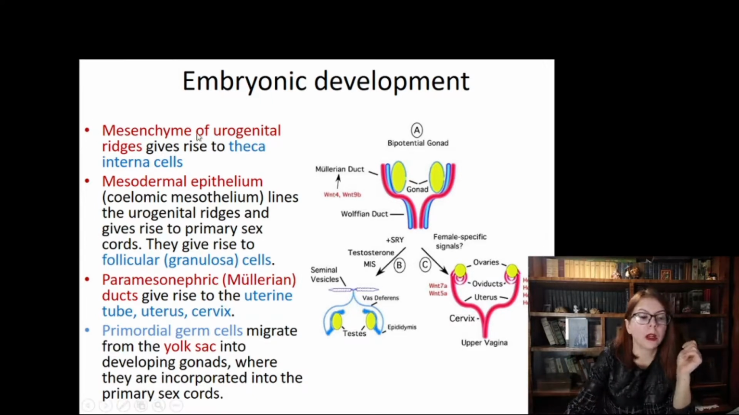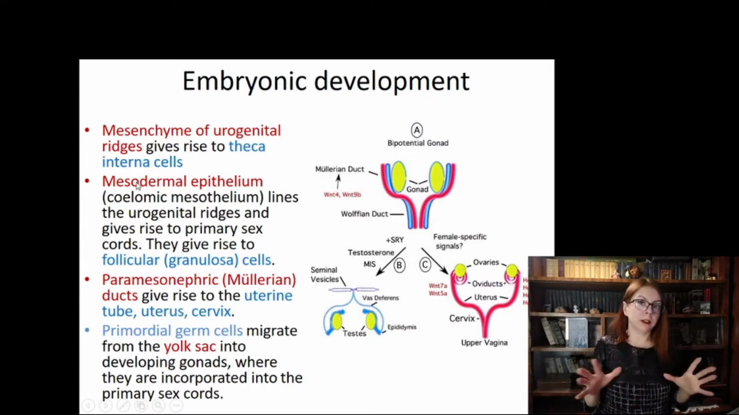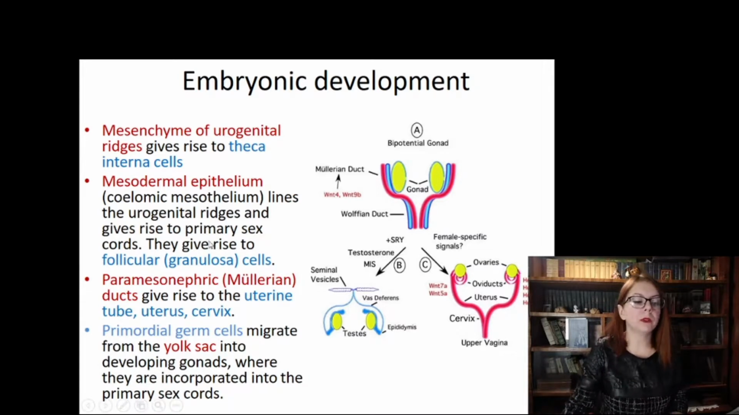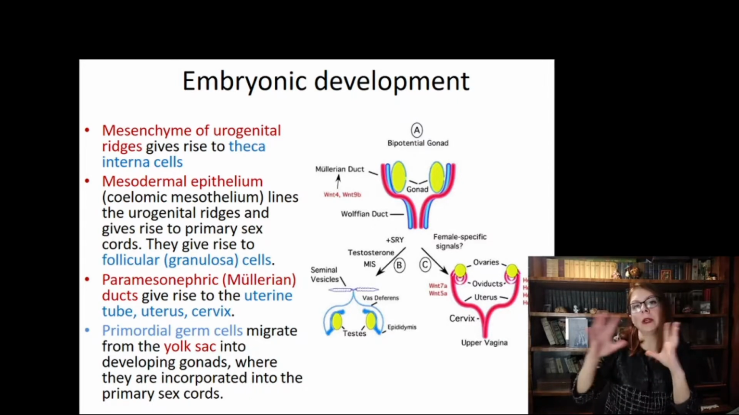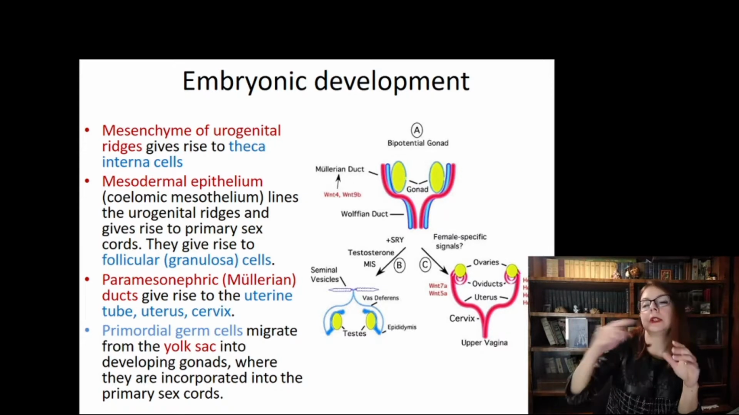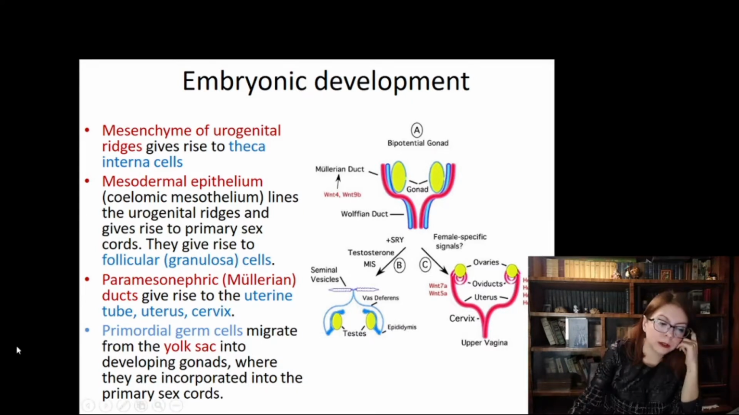So, mesenchyma of urogenital ridges gives rise to theca interna cells, just as in the male reproductive system, Leydig cells are derived from this source. Then, mesodermal epithelium covering those gonads gives rise to primary sex cords and follicular or granulosa cells. So the same epithelium, by invading inside the gonads, gave rise to Sertoli cells in the male reproductive system. So Sertoli cells are homologs of follicle cells, and Leydig cells are homologs of theca interna cells.